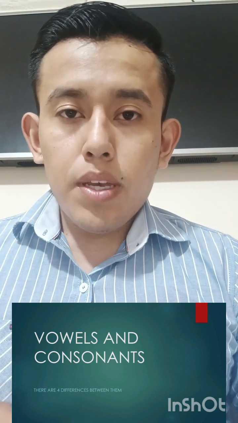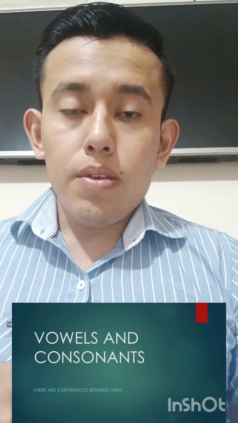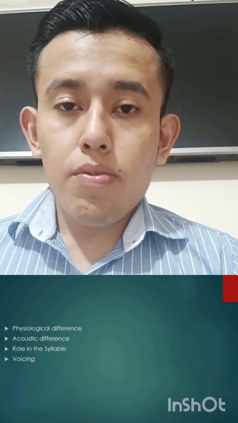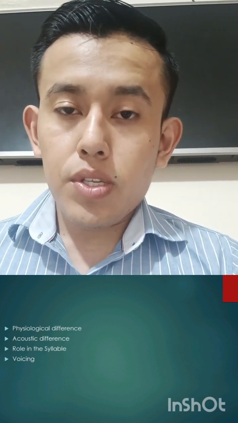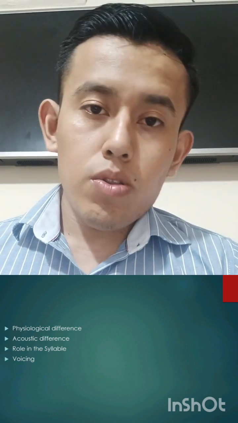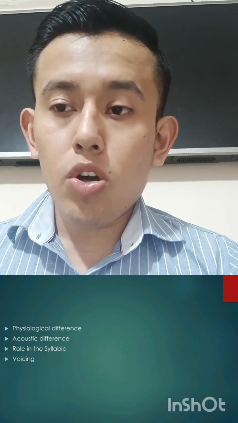The first topic is that there are four differences between vowels and consonants. The first difference is the physiological difference. The second is the acoustic difference. The third is the role in the syllable, and the fourth is the voicing. Okay, the first difference, physiological difference.